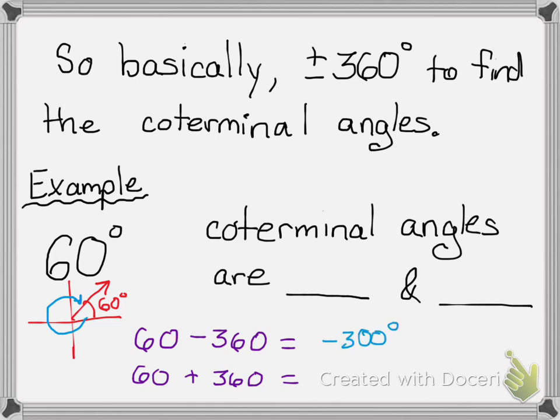And of course, 60 plus 360 degrees, which gives me 420 degrees. Now, yes, that is more than 360 degrees. And that is whenever they are allowing you to go over or more than one revolution. So the coterminal angles will be negative 300 degrees and 420 degrees.